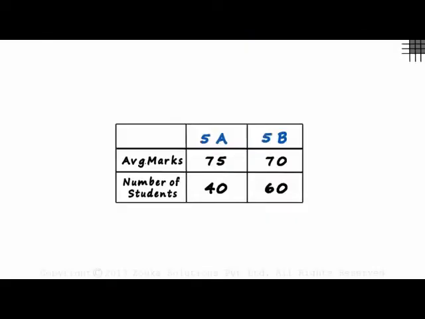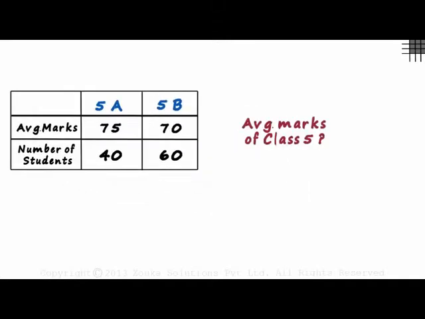Look at the table we have here. We are given that in class 5, division A, we have 40 students and the average mark is 75. And in class 5, division B, we have 60 students with average mark 70. With this data, assuming these are the only two divisions, we have been asked to find the average mark of class 5. Average also means arithmetic mean.